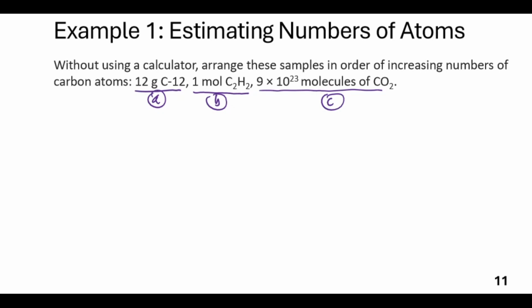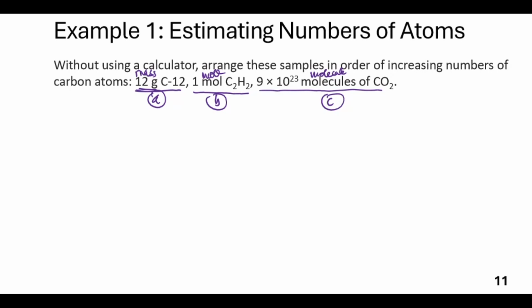So let's start here. If you want to be able to compare them, we must unify these units. This is 12 grams. This is mass. This one is in mass. This one is in moles. And this one is a number of molecules. So how do we compare the three of them? We cannot compare them easily without unifying all the units.